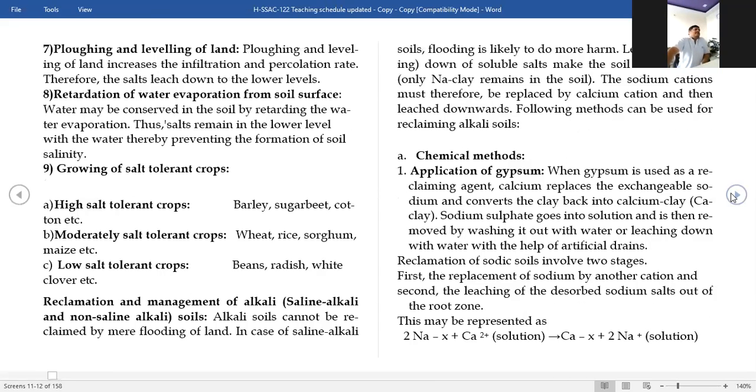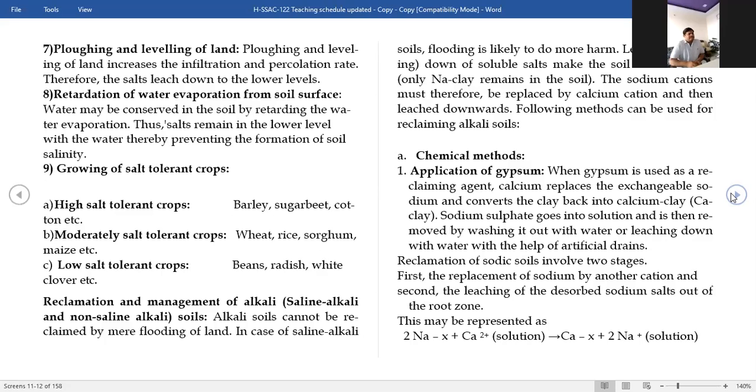Then the next cultural method is plowing and leveling of land, then retardation of water evaporation from the surface, and growing of salt tolerant crops, which includes high salt tolerant crops, that is barley, sugar beet, cotton, etc. Moderately salt tolerant crops are wheat, rice, sorghum, maize. And low salt tolerant crops are beans, radish, and white clover.